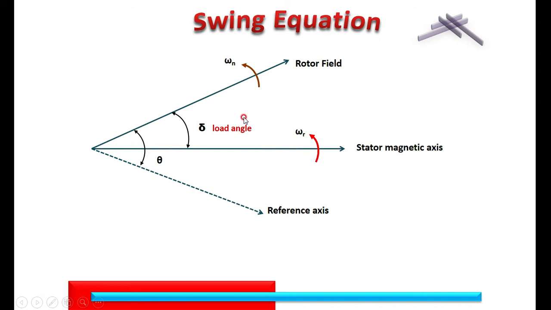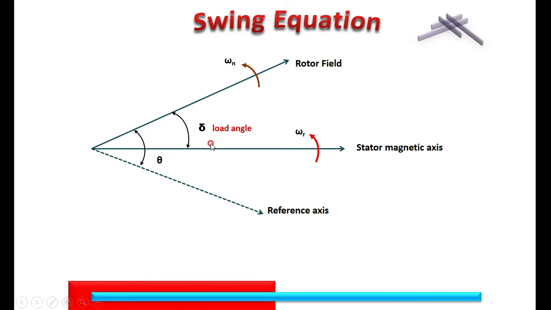Before settling down to a new value of delta, the rotor swings with respect to the new equilibrium position. This is what we call the swing of the rotor angle, because the delta angle is changing before settling down to the new value. At that instant, once again the rotor speed is equal to the synchronous speed.